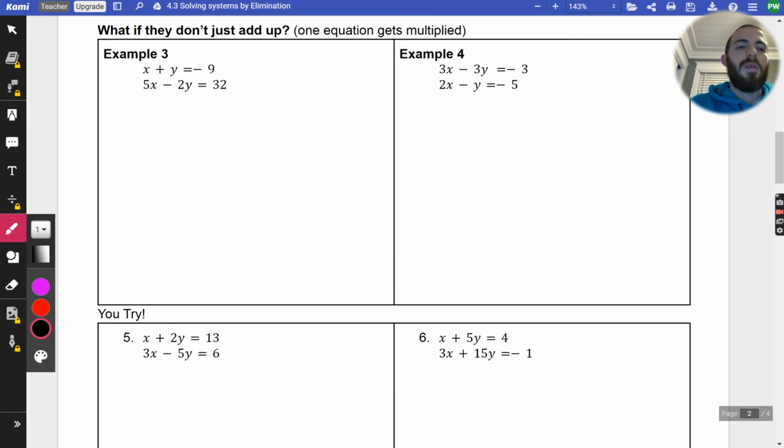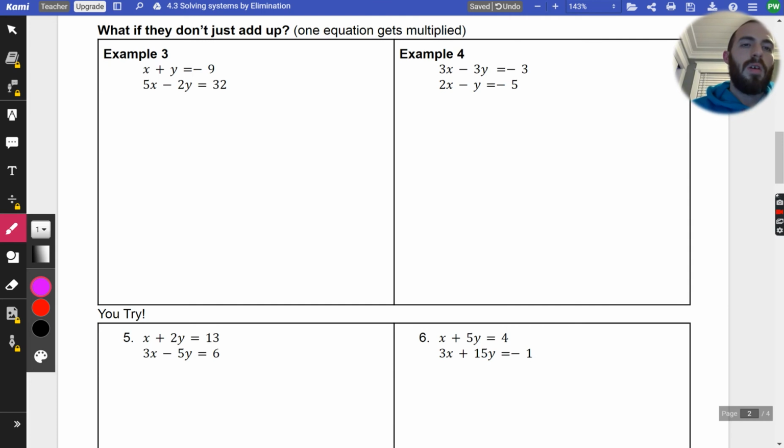Alright, so now, if we look closely, what we did last time isn't going to work. If we just add these together, we get 6x. If we add these together, we get negative 1y. Neither one of these cancel out. So in order for this to work, we're going to have to multiply either the top equation or the bottom equation by a number so that we can cancel out the variables.